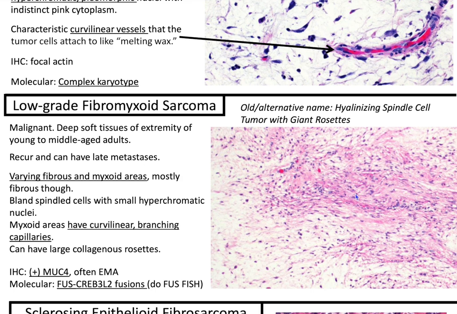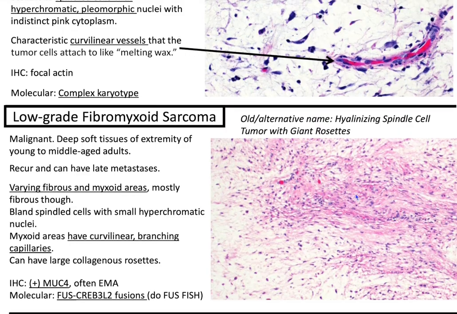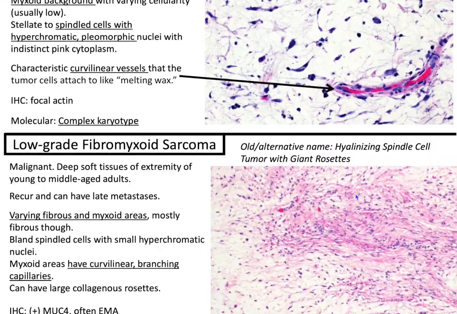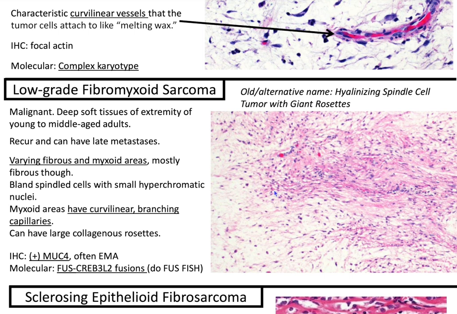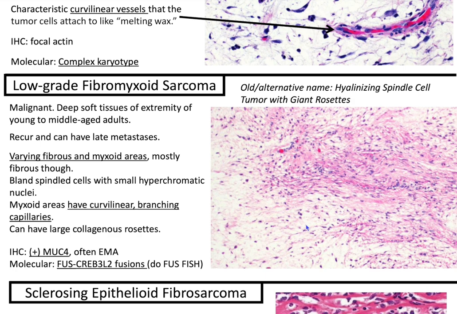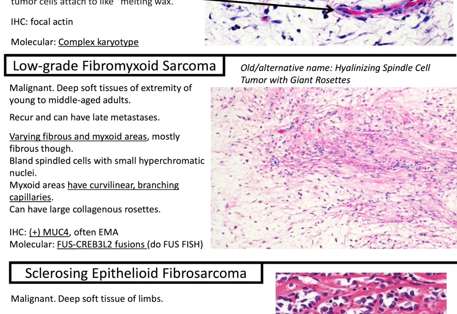It's important to know if you see curvy linear vessels, that can be seen in low-grade fibromyxoid sarcoma as well as myxofibrosarcoma. And you can have large collagenous rosettes, and you'll see these bland spindle cells with small hyperchromatic nuclei. Fortunately, this, compared to myxofibrosarcoma, has a telltale molecular test you can do. You can do a FUS-CREB3L2. You can do a FUS FISH for this. And then IHC-wise, you can get a MUC4, which should be positive, and often EMA positive as well.